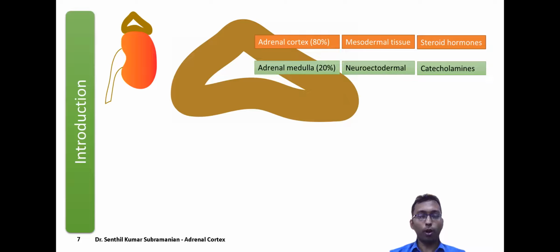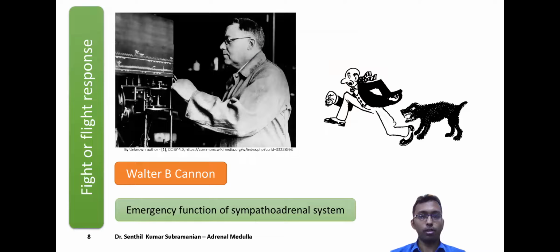Unlike the adrenal cortical hormones, adrenal medullary hormones are not considered essential for life. However, they support the system or prepare the body for a fight or flight response as explained by Walter B. Cannon. They form part of the sympathoadrenal system in responding to emergency situations.